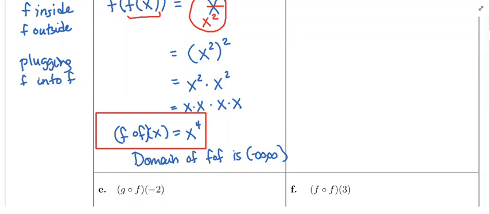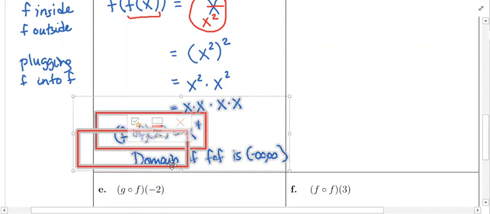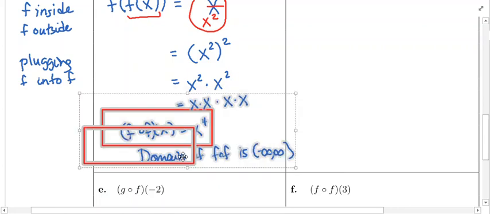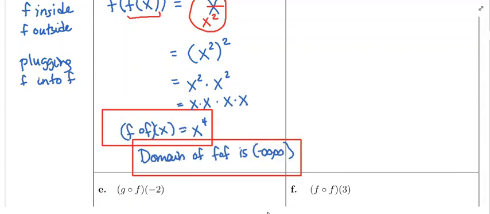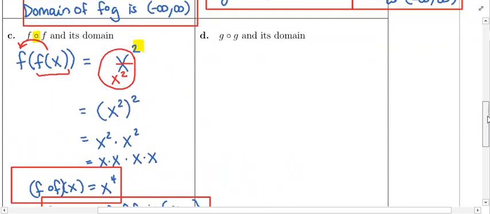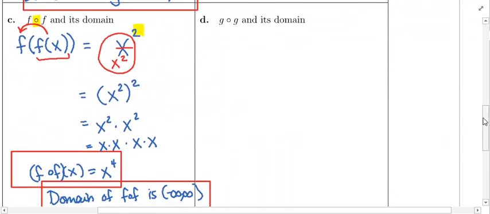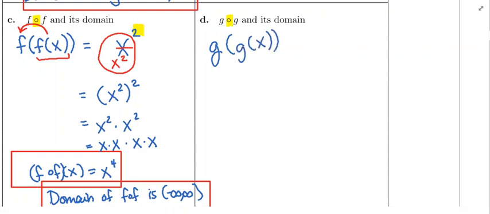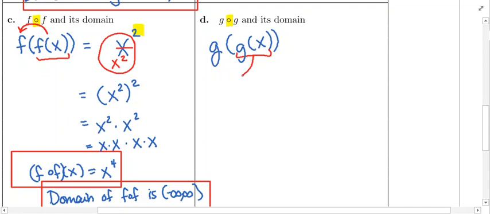All right, so now we're going to move on to part D. In part D, we are going to be finding g of g. Here we go. We've got g of g, that's what we're trying to find, and its domain. Again, as soon as you see this little dot, it indicates composition. So we're going to write down the more meaningful part here. We're doing g of g of x. We're basically plugging g of x into g.